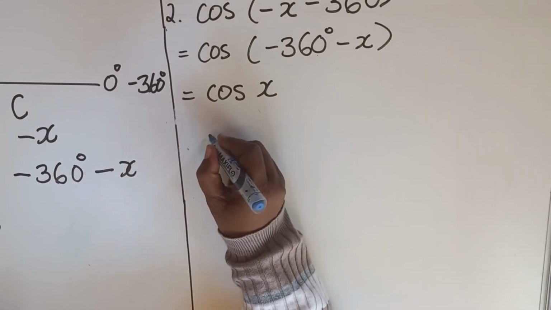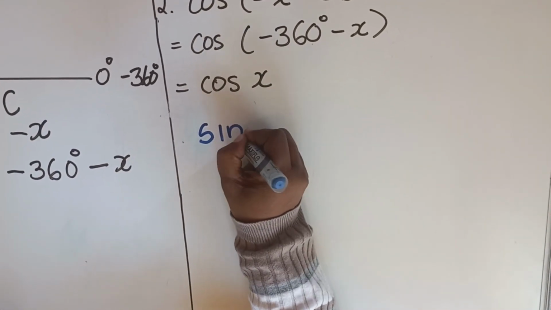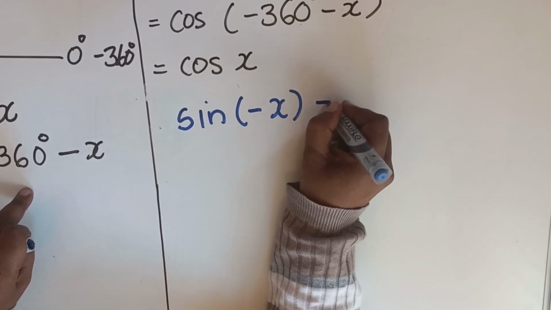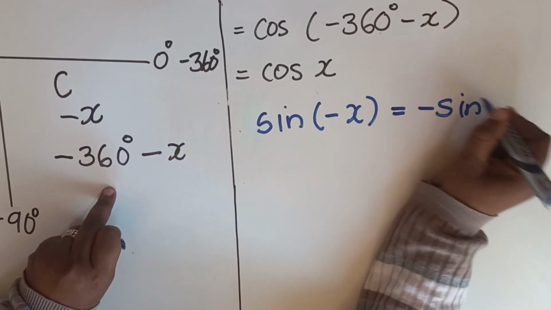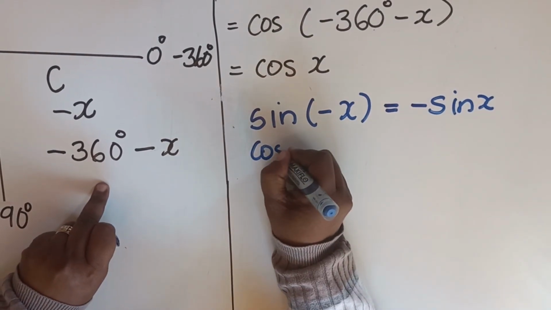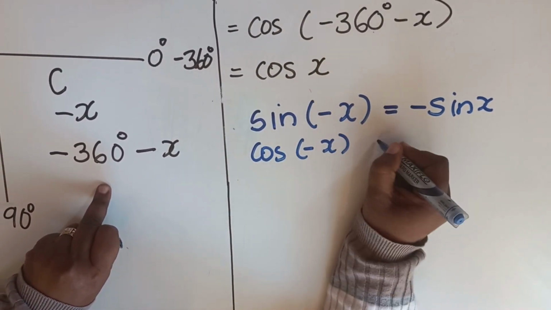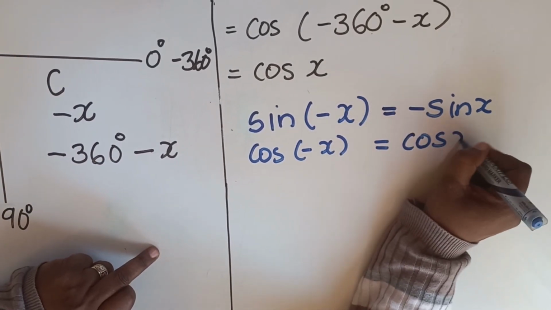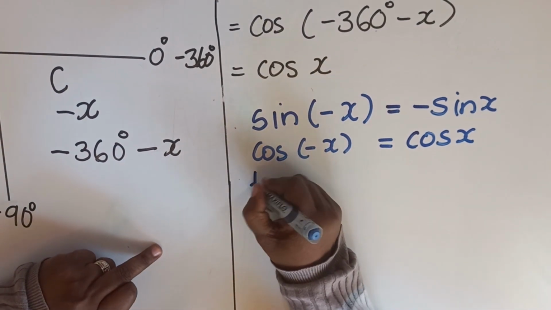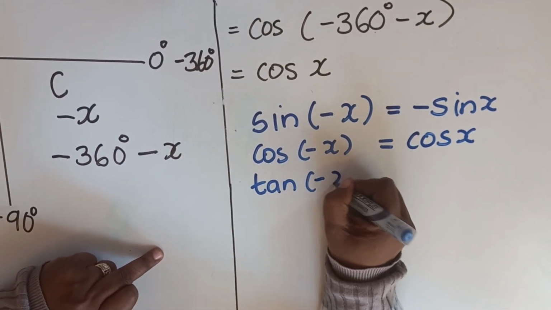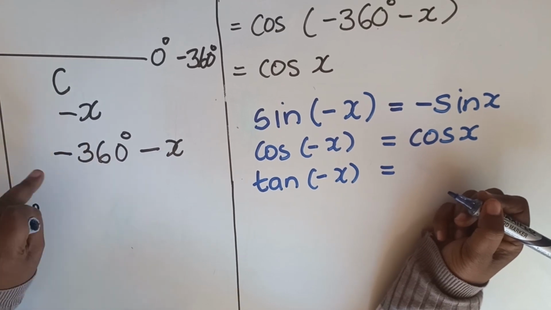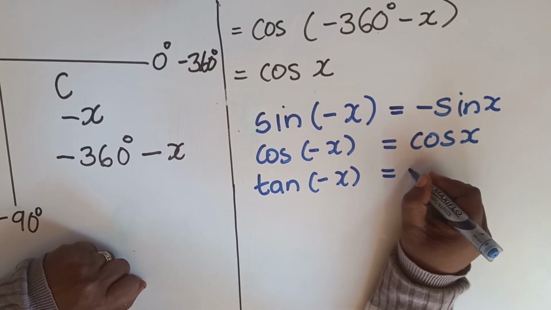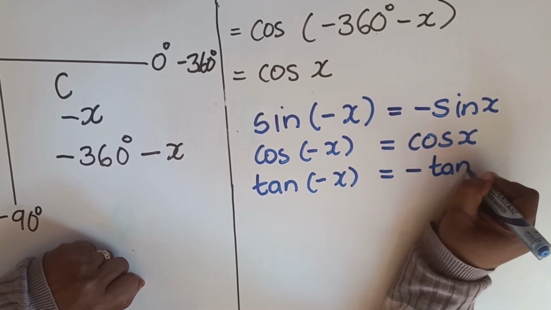With the next example, what you need to know is that when we have sine of a negative angle, that would be in the fourth quadrant. So it's negative sine of the angle. If you have cos of a negative angle, that will be in the fourth quadrant. Cos is positive, so it's going to be positive cos x. And then when we have tan of a negative angle, it's in the fourth quadrant. Tan is negative in the fourth quadrant, only cos is positive. So it's going to be negative tan x.